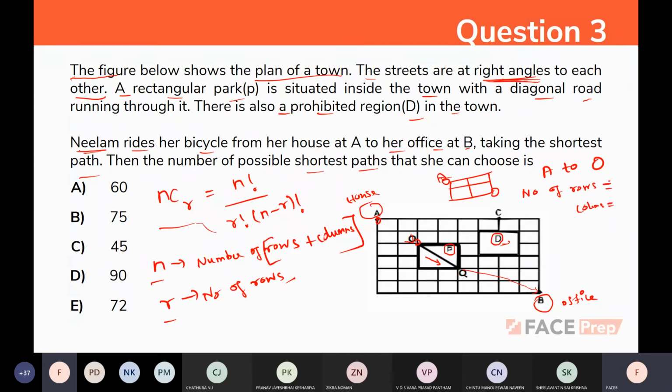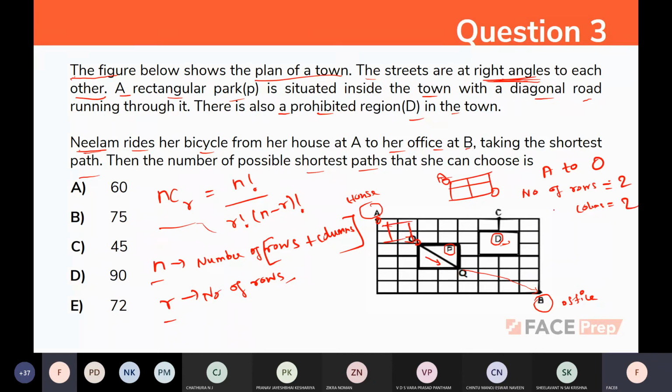You can put it in the chat box. Unmute yourself and tell, from A to O, the number of columns and number of rows. Anyone? 2 and 2, sir. Thanks, Pa. So the number of rows and number of columns are 2 and 2.